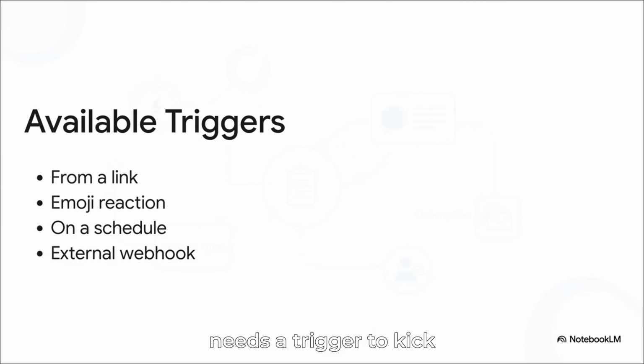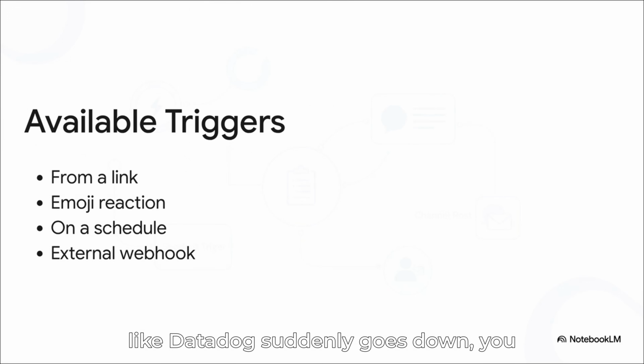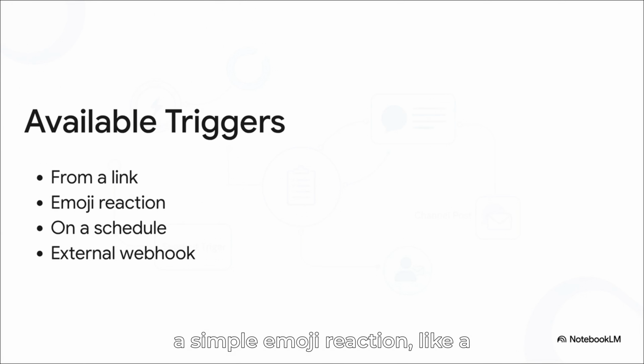Now, every automation needs a trigger to kick the whole thing off, right? Slack gives you a pretty awesome toolkit here. You can use external webhooks, say if a service like Datadog suddenly goes down. You can trigger things on a specific schedule, or even use a simple emoji reaction, like a little raised hand. But for today's explainer, we're going to zero in on the link or shortcut trigger.